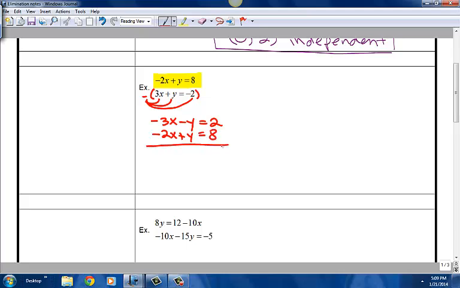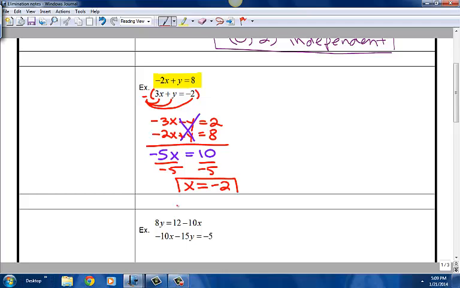Now I'm ready to eliminate because look at those y's. They're exact opposites, so I know they're going to cancel out once I add them up. Negative 3x plus a negative 2x is a negative 5x. Negative y plus y eliminates, and 2 plus 8 will leave me with 10 over here. If I divide by that negative 5, I'll be left with x equals negative 2.